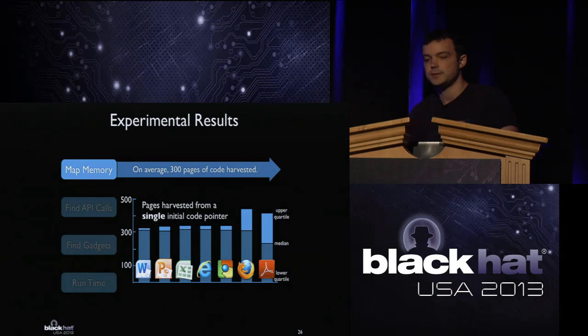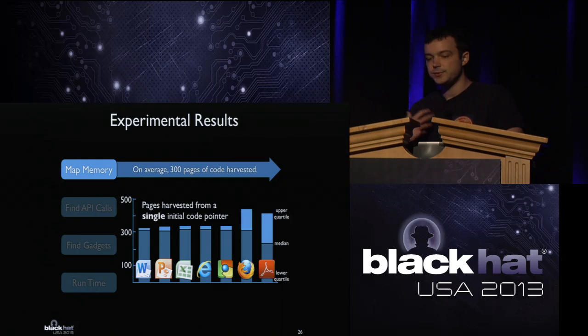So here are some of the results of that experiment. What you're seeing here is a box plot for each application. The light blue color represents the upper quartile of the number of pages we're able to map out. The darker blue box represents the lower quartile of the number of pages, and the line in the middle is just the median. And keep in mind that each one of these bars represents thousands of runs where we kicked off the entire process from a different initial code pointer.